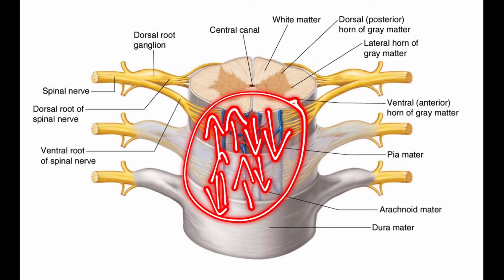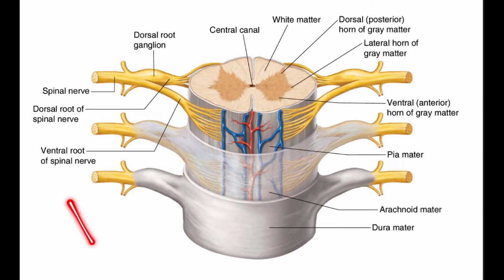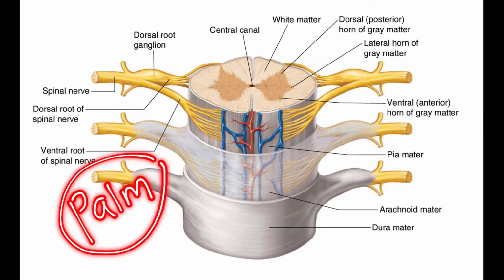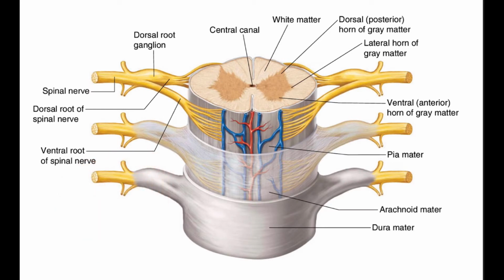Example, I have already told you, if you touch with the palm of your hand on the skin, what happens? You cannot localize the exact location. It is diffuse or spread all over the skin. So this is called crude touch. It comes under the anterolateral column.